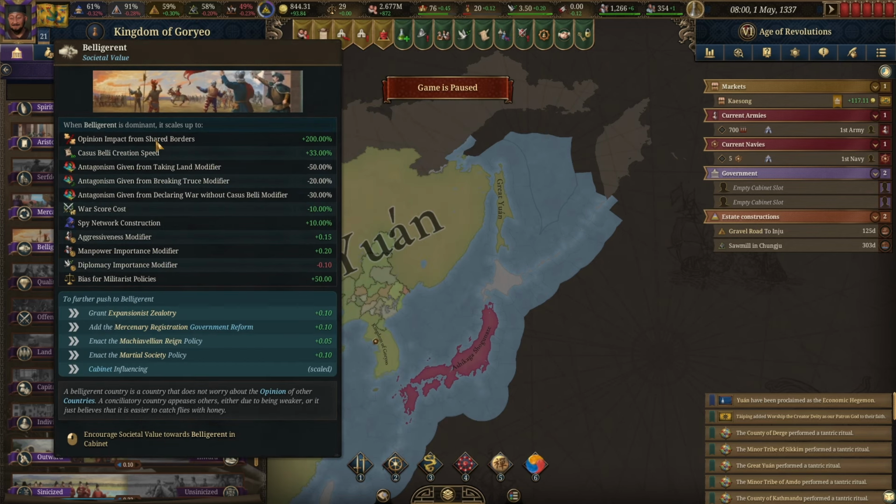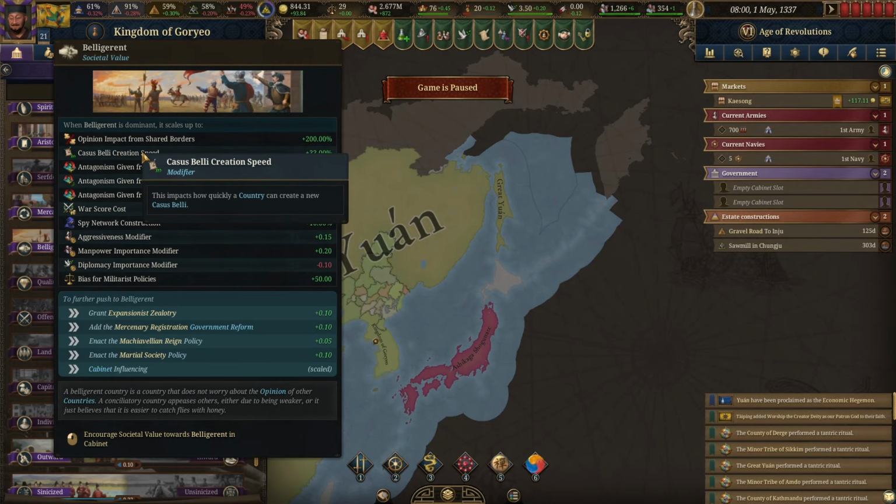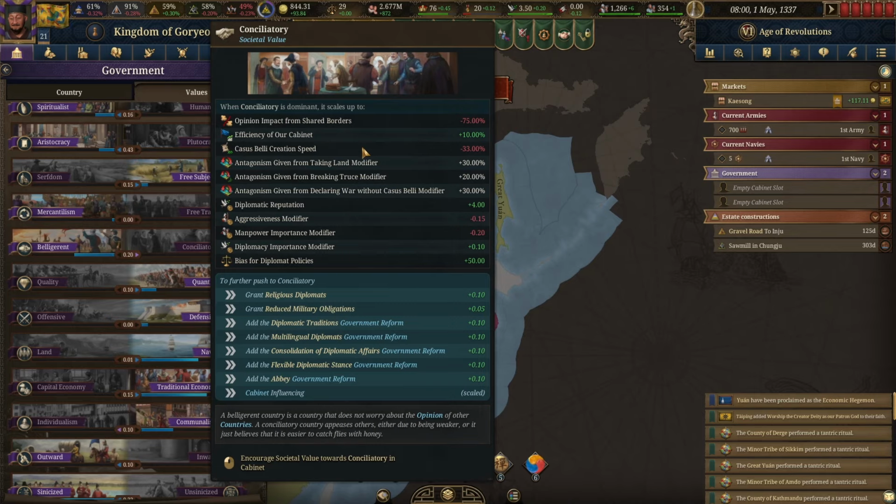The real numbers to look at are this war score cost decrease of 10 for belligerent, spy network construction for belligerent, this casus belli creation speed plus 33%, whereas on the flip side, conciliatory increases the efficiency of the cabinet by 10, but also increases the time it takes to create casus bellis by 33%, then gives an extra 4 diplomatic reputation, which is kind of pretty nice.